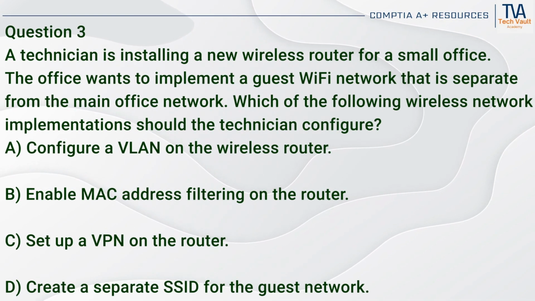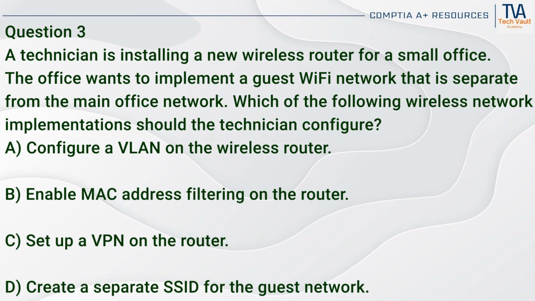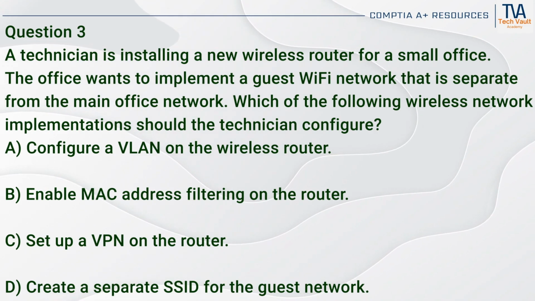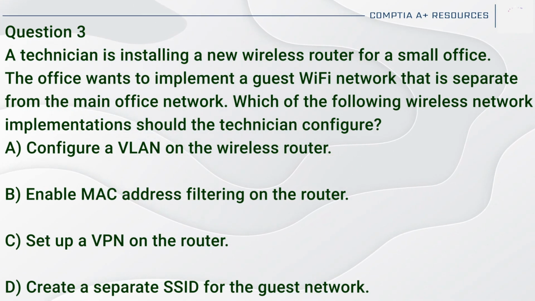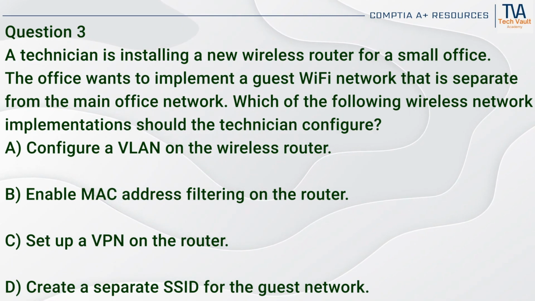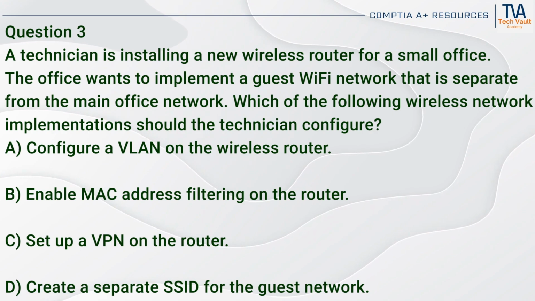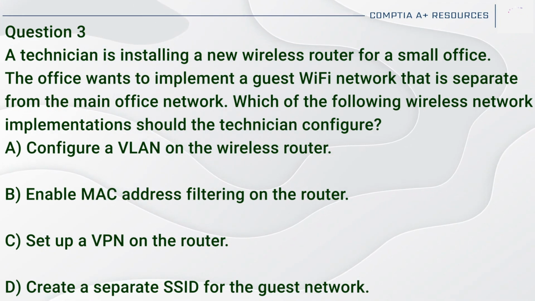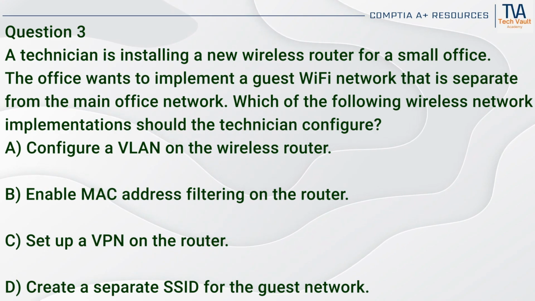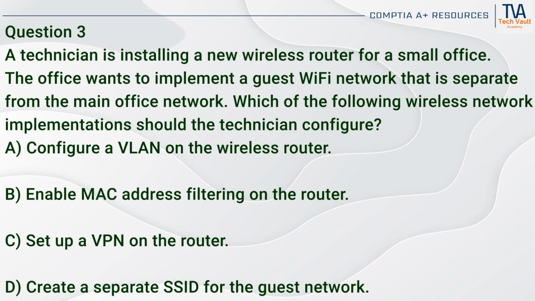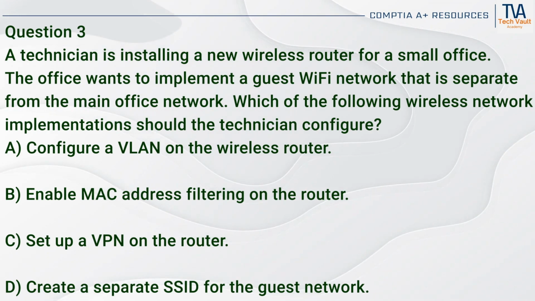Question 3. A technician is installing a new wireless router for a small office. The office wants to implement a guest Wi-Fi network that is separate from the main office network. Which of the following wireless network implementations should the technician configure? A. Configure a VLAN on the wireless router. B. Enable MAC address filtering on the router. C. Set up a VPN on the router. D. Create a separate SSID for the guest network.